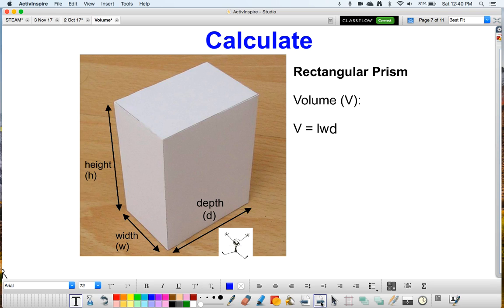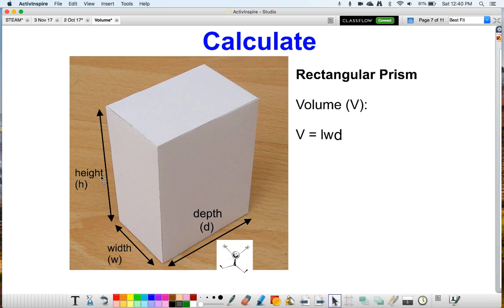This should look familiar from past days in science. Here we have an object. We have the object's height, width, and depth. When we take the object's height, width, and depth, we multiply them all together, we get the object's volume.